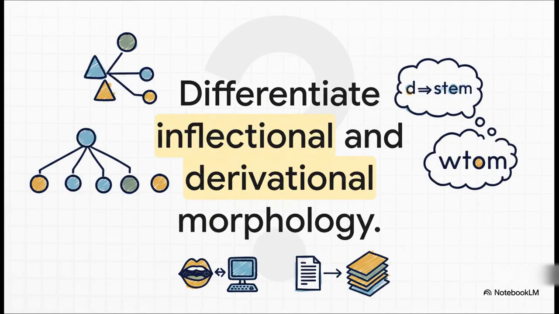Here it is, your classic exam question on this topic. You need a super clear 2-part answer. For inflectional, just say something like walk becomes walked to show past tense. For derivational, you could use read becomes reader, creating a new noun. Simple, clear, and gets you full marks.